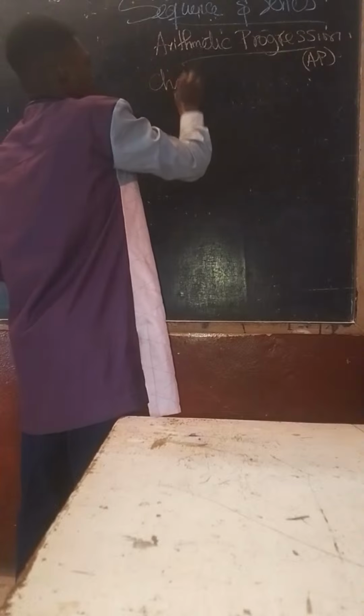The next thing you write is characteristics of an AP. Characteristics.